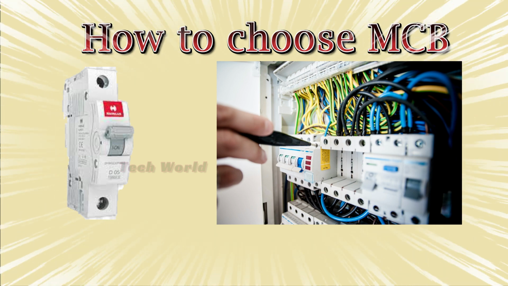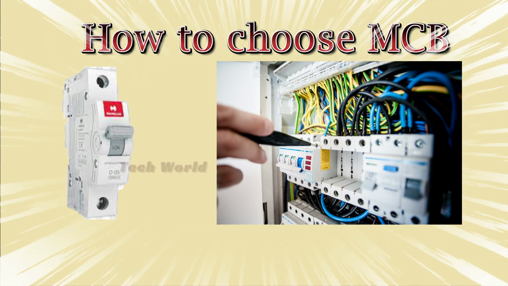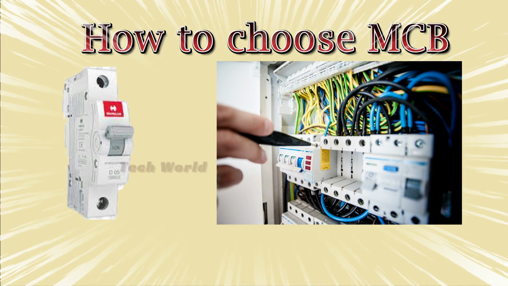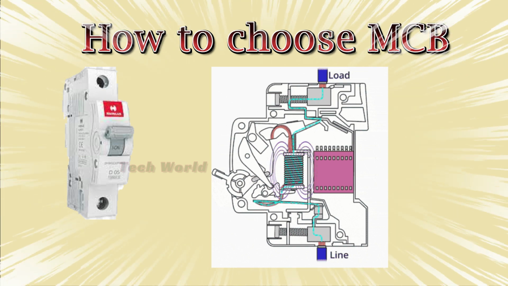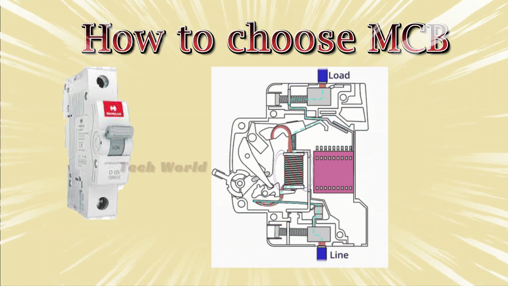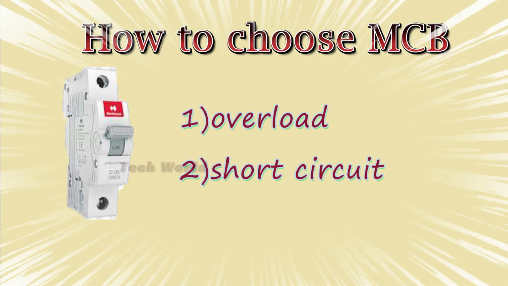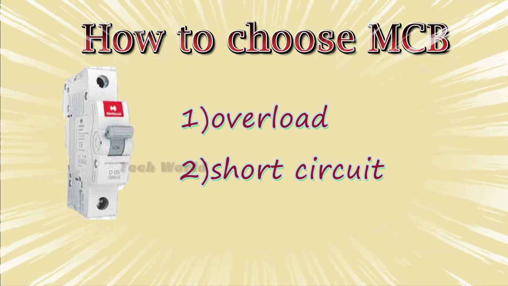Miniature circuit breakers are widely used in distribution boards for controlling the electrical circuits by turning them on and off as necessary. They serve the critical function of providing both overload protection and short circuit protection.